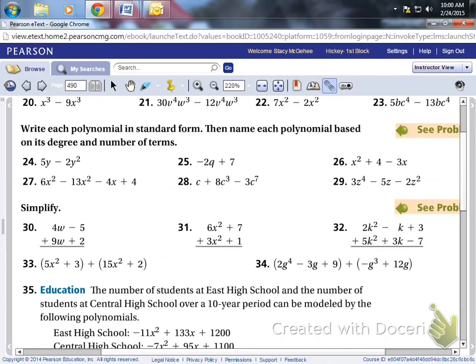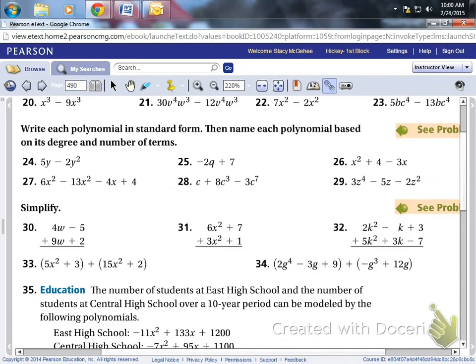Okay, so we start back with writing polynomials in standard form, and then naming each polynomial based on its degree and number of terms. There's two things when you're looking at it. You're looking at how many terms are in the problem and then what degree you have for the whole polynomial. That's basically going to be your largest exponent in the whole problem. So you've got 24, 5y minus 2y squared.